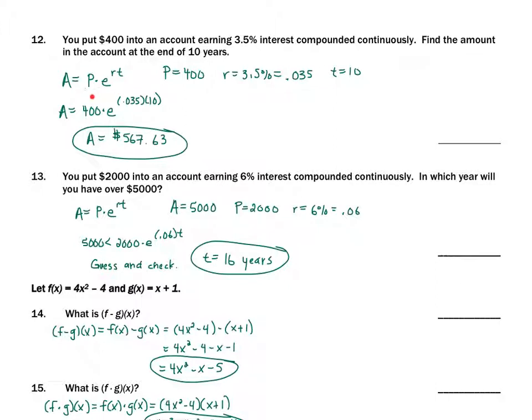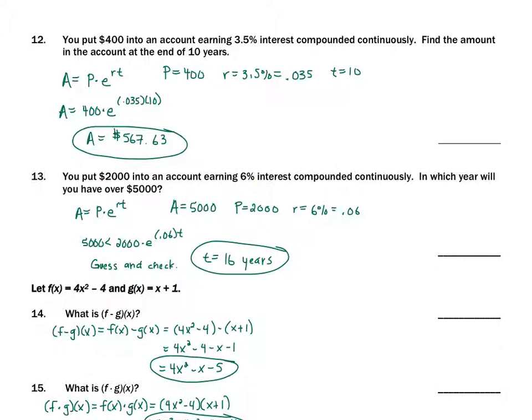And then it's just a matter of plugging these values into your graphing calculator to get your solution. In this case, we put in 400 times e to the 0.035 times 10, all of that in the exponent, and we get $576.63. On 13, we are given how much you put in the account, your initial amount, your principal, that's $2,000.